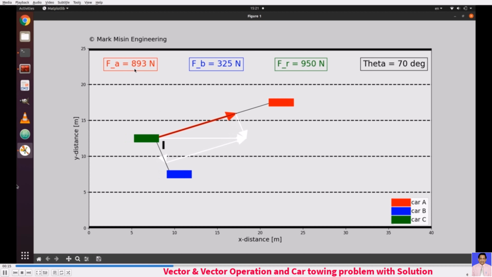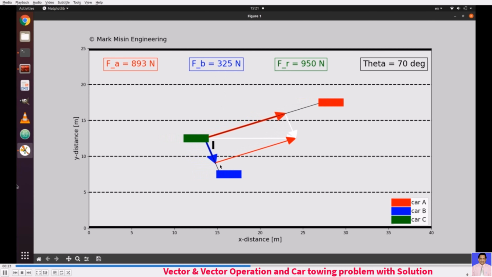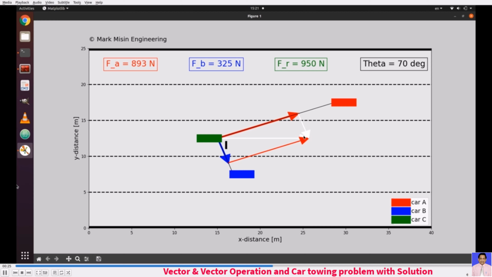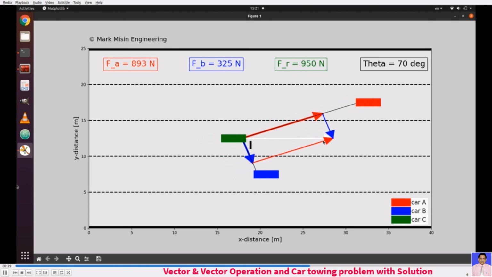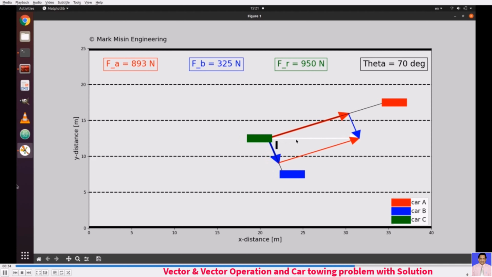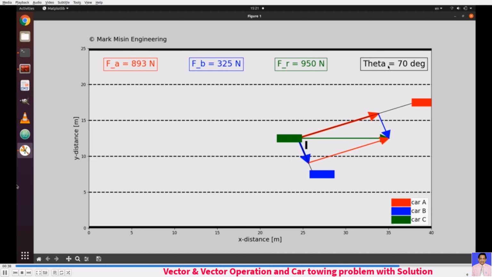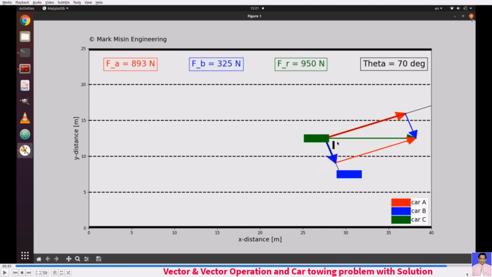And so here I've made this animation in Python as well, so you can see that this is FA, 893 newtons, and then FB, 325 newtons, and if you use this parallelogram rule, then in the end you will end up with a resultant force, which is this one here, 950 newtons. And this theta here, which is 70 degrees, it's this angle here, where this vertical line is.